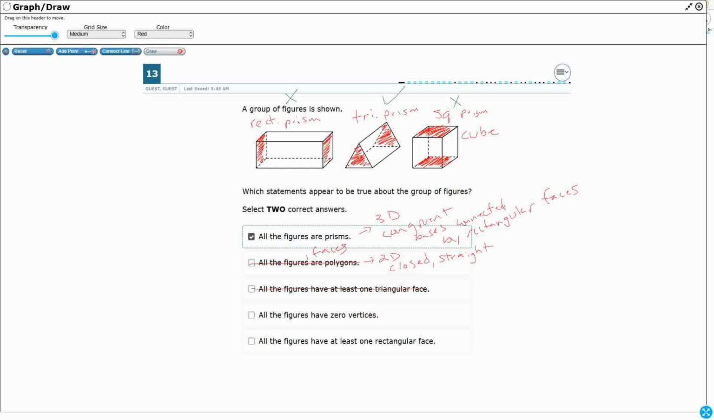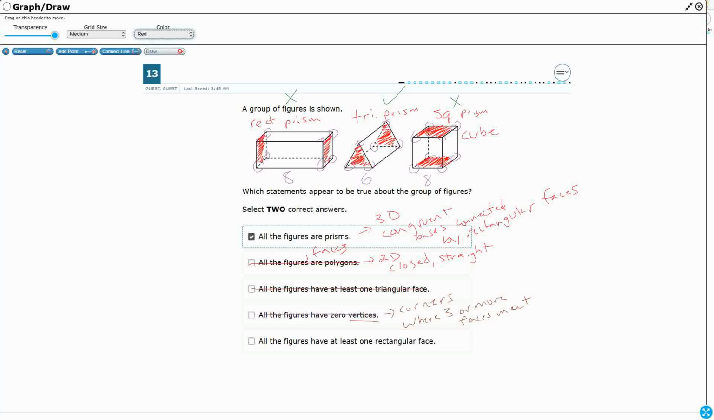All the figures have 0 vertices. Well, what are vertices? Well, these are corners. You can think of it like that. That's where 3 or more faces meet. And yeah, we've got tons of vertices. I'm going to put those in magenta. I've got 1, 2, 3, 4, 5, 6, 7, 8 here. 1, 2, 3, 4, 5, 6 here. And then another 8. Cubes and rectangular prisms have the same number of faces and vertices and all that. So 8. So incorrect. Let's check our last one.